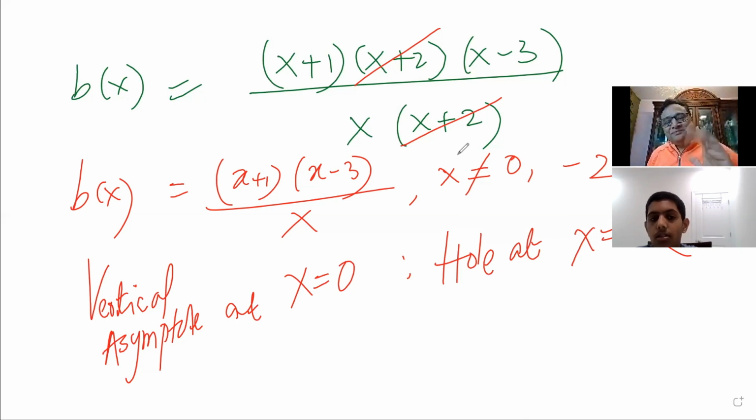Correct? I have a question. Yes. How do you find the hole if the cancelling factor is, let's say, 3x minus 4? How would you find the hole then? Okay, we'll do it.